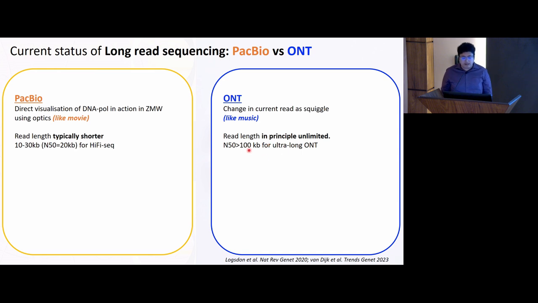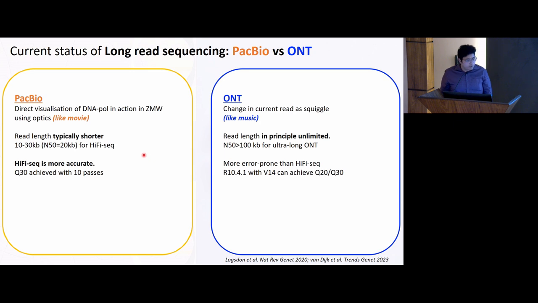They can reach 100 kb using ultra-long Oxford Nanopore. HiFi seq is more accurate at today's date. Q30 is achieved with 10 passes. Nanopore is approaching 99% accuracy, but HiFi seq remains more accurate so far.